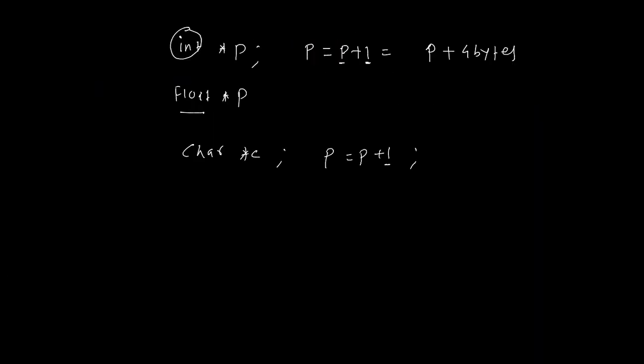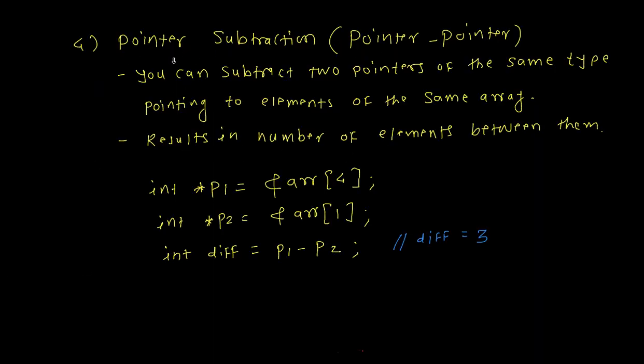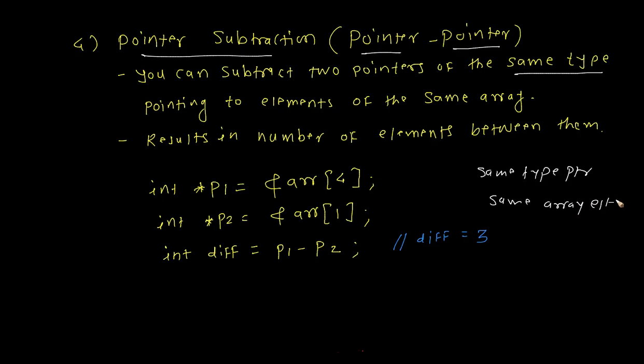In only one case, I said, we can perform pointer subtraction. That means we can subtract two pointers, right? That can be done only when we have two pointers of the same type, either integer type, float type, or character type, and they are pointing to elements of the same array. Same type pointers, and pointing to the same array elements. These are the two important conditions. In that case, we can perform the subtraction of those two pointers.